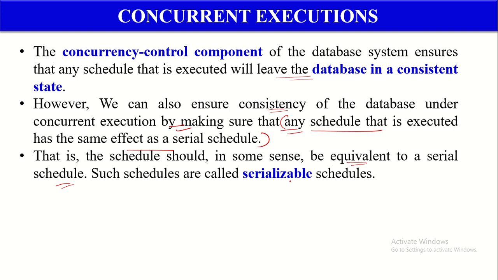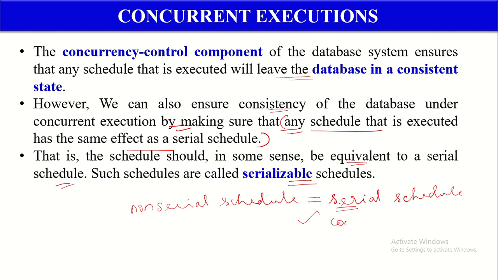Such schedules are called serializable schedules. That is, if the given non-serial schedule in some sense is equivalent to a serial schedule, in such a case, it is known as a serializable schedule. It means that a serial schedule always maintains the consistency property. It is always consistent. So if this non-serial schedule also, in some sense, is equivalent to a serial schedule, right? It will also be consistent. In such a case, this non-serial schedule is known as a serializable schedule.